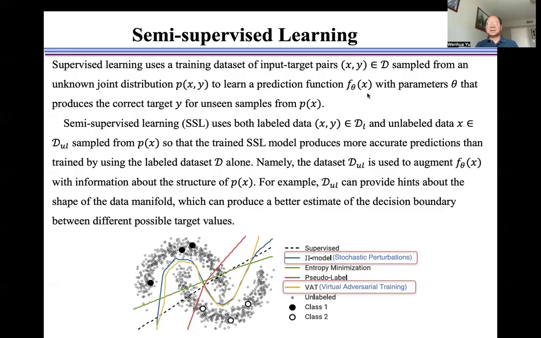Namely, the unlabeled dataset D_UL is used to augment f_theta(x) with information about the structure of p(x). For example, D_UL can provide hints about the shape of the data manifold as shown here, which can produce a better estimate of the decision boundary between different possible target values as shown here. This is the decision boundaries. Next, we will introduce the Pi model and the VAT model.